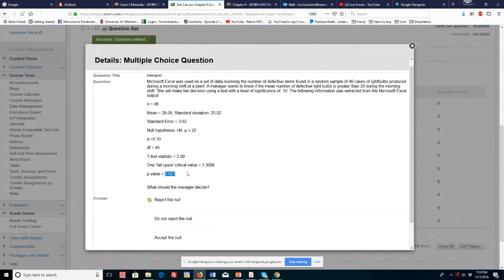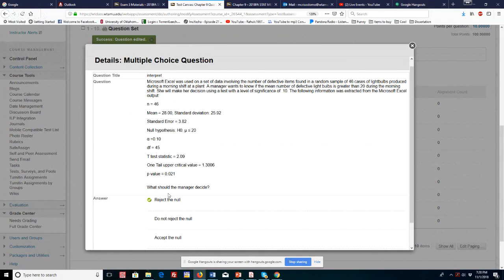We could also use the critical value and the test statistic to make our decision as well. So here's our critical value. That divides our distribution into our regions of non-rejection and our regions of rejection. And then here's our test statistic of 2.09. So 2.09 would be in the region of rejection, so we'd also reject the null here.